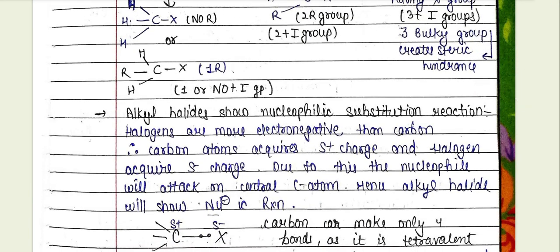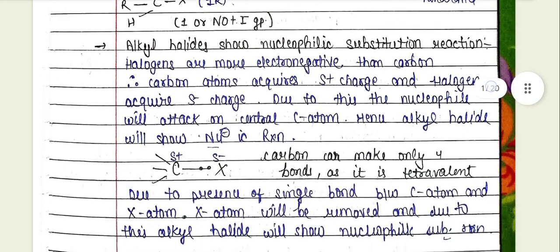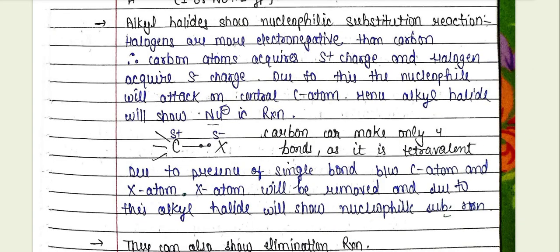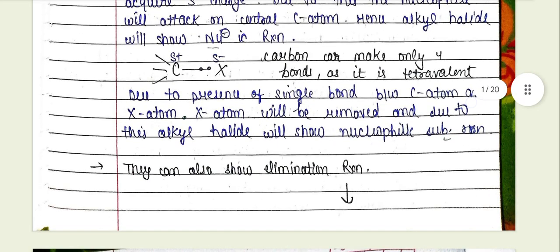Alkyl halides show nucleophilic substitution reactions. Halogens are more electronegative than carbon. The carbon atom acquires a partially positive charge, δ plus, and the halogen acquires a partially negative charge. Due to this, the nucleophile will attack the central atom. Hence, alkyl halide will show nucleophilic reaction.